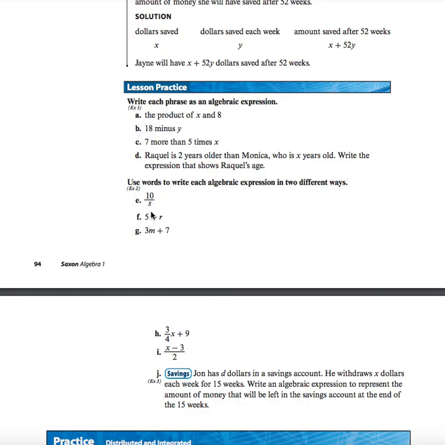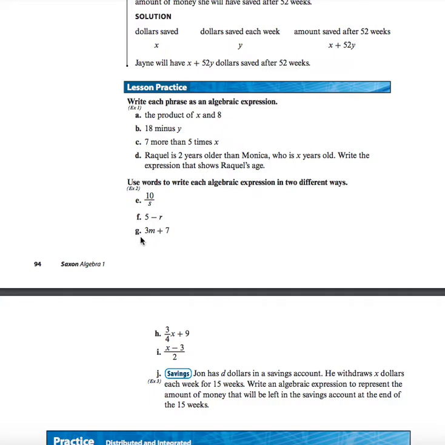Now in E, F, and G, it says use words to write each algebraic expression in two different ways. Here's where your answers might be different than mine because there's multiple ways to write out these expressions. You've got 10 divided by s, or the quotient of 10 and s. Those are ways in which to write that out. Letter F, 5 minus r, or r less than 5, or the difference of 5 and r. 3 ways to do it.